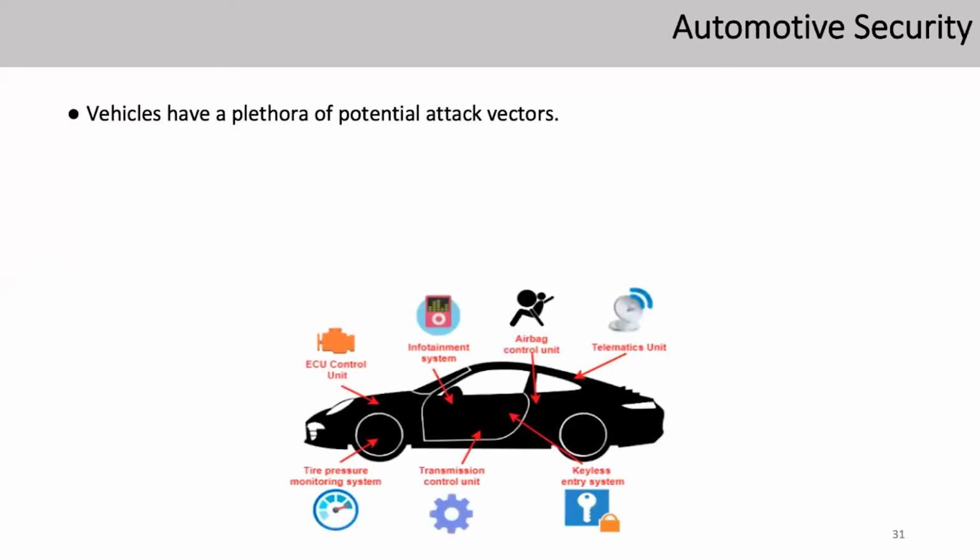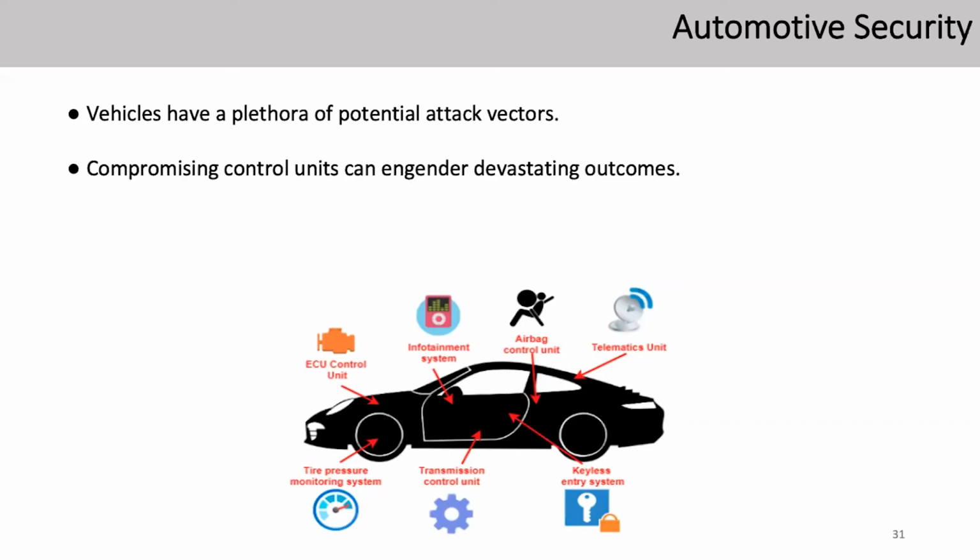So how do attackers attack automobiles? They attack through automobile ECUs. Vehicles have a plethora of potential attack vectors. You have the electronic control unit, the infotainment system, the airbag control unit, the telematics unit, etc. Compromising the control units can engender devastating outcomes. So the ECU is the most vulnerable.